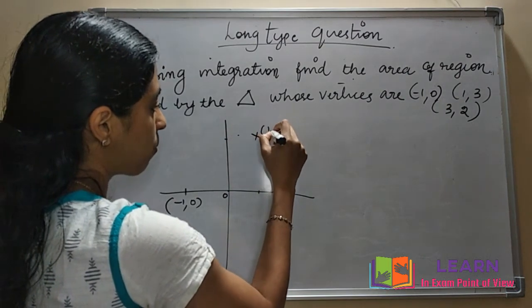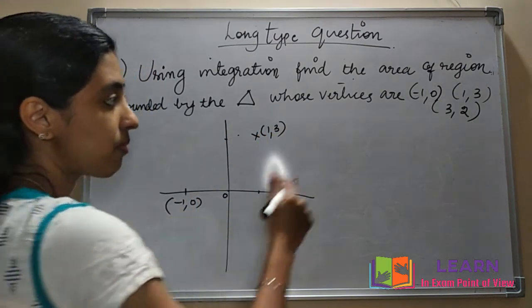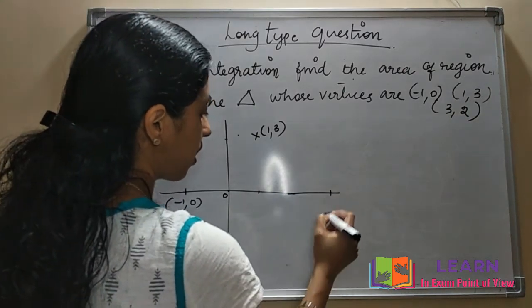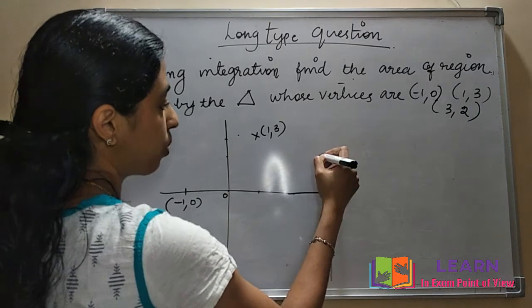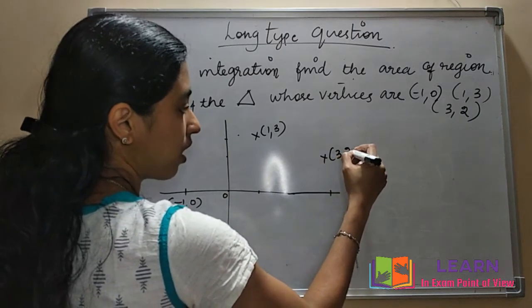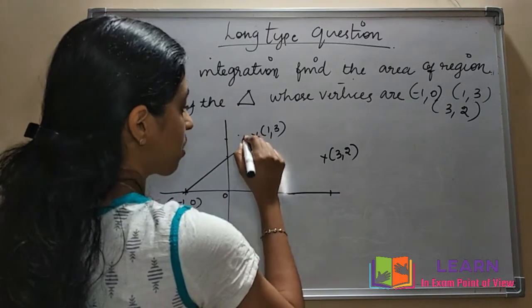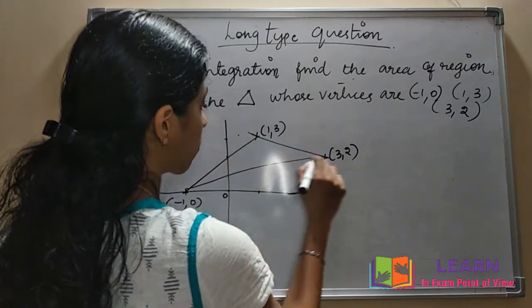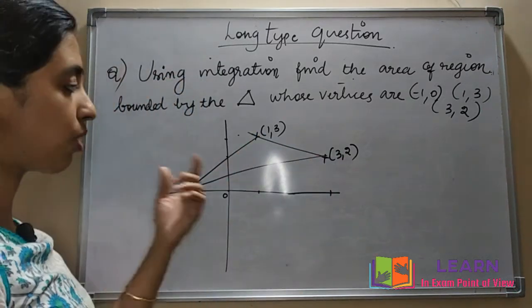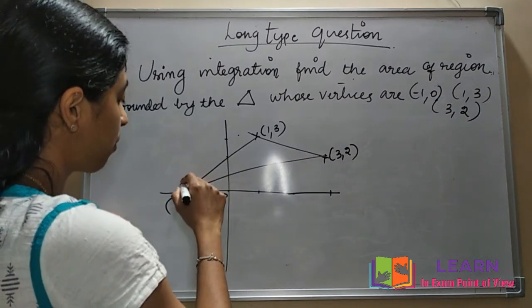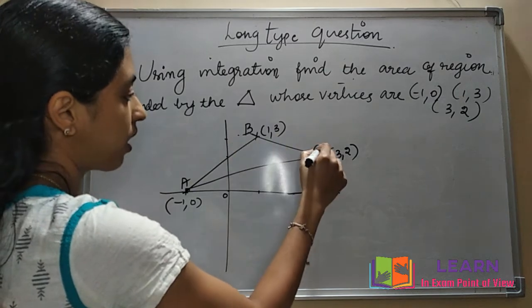So it will be here, 1, 3. Okay. Then 3, 2. Let 3 be here. Okay, 3, 2. The point, let it be here, on average. Okay, you can draw it clearly. So using the vertices you will get a triangle. You need to find the area of triangle ABC.